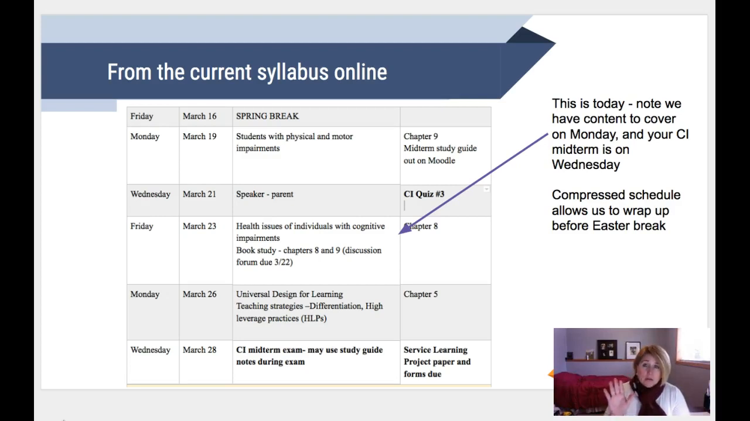Remember what I reminded you about on Wednesday, which was for chapter 5, which you can see right here. I don't really want you to dig into that entire chapter. I just want you to read on the Universal Design for Learning, and then the rest of my lecture will kind of fill in the gaps on differentiation and high leverage practices. Okay? If you have any questions about that, just email me.